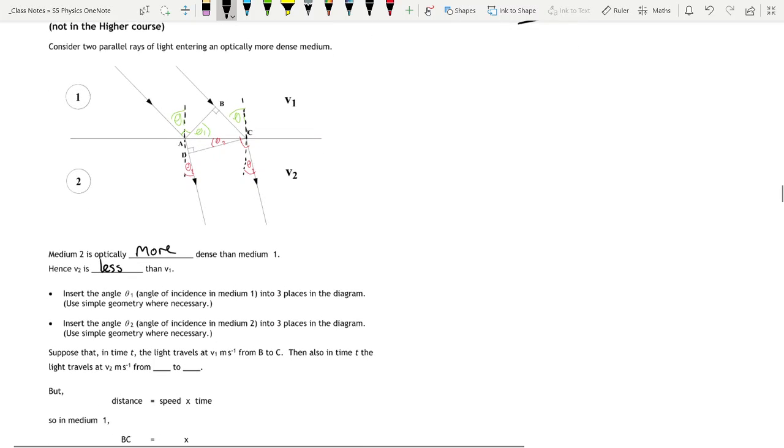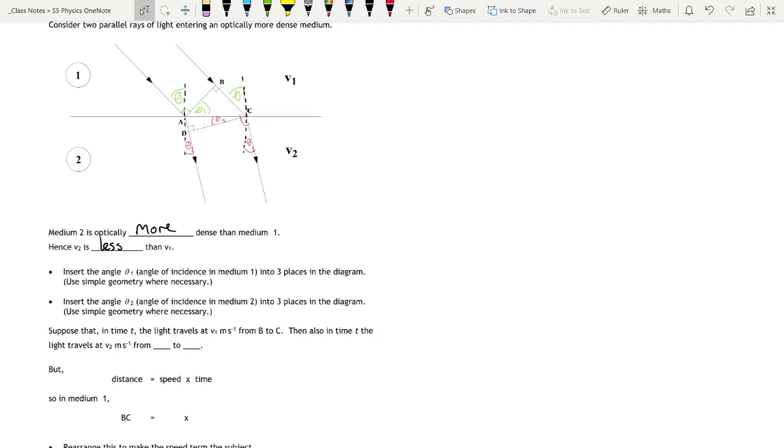So I've done the next couple of bits already. Insert angle θ1, the angle of incidence in medium 1, into 3 places in the diagram. The two obvious ones are this one and this one, because they're just the angle of incidence. Now, to find the last one, there's a 90-degree angle there, so this angle here would be 90 minus θ1. There's also a 90-degree angle there. So if that is 90 minus θ1, then this one has to be θ1.